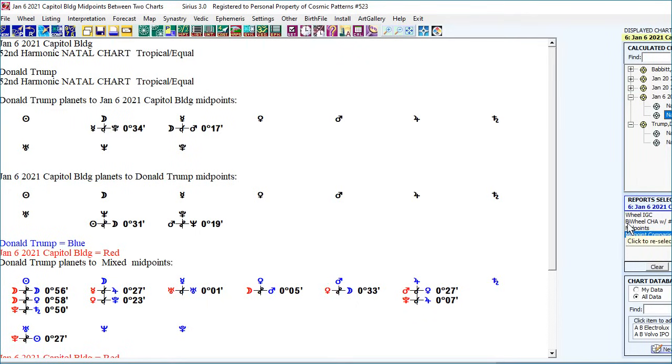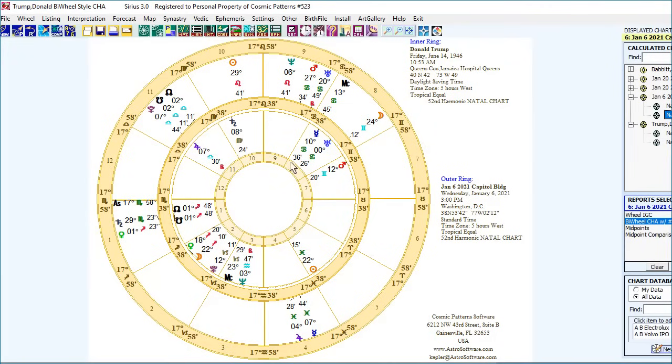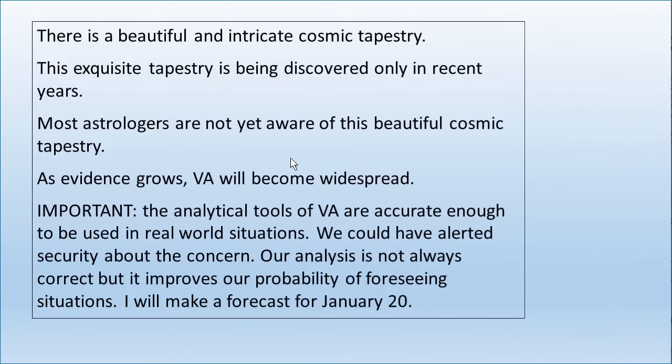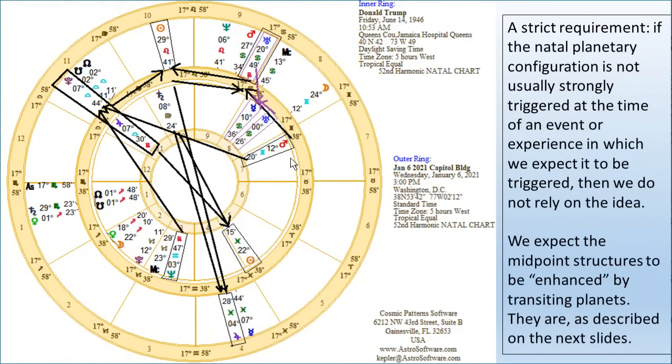Well, I made a diagram of this. I took the bi-wheel, saved it to file, and drew in the lines. Let me double check here. Let's go to the next slide. Yes, here it is. Transiting Pluto is exactly on his Jupiter. 14-minute orb. Transiting Pluto. This is the 52 vibration event chart with the 52 vibration natal chart.